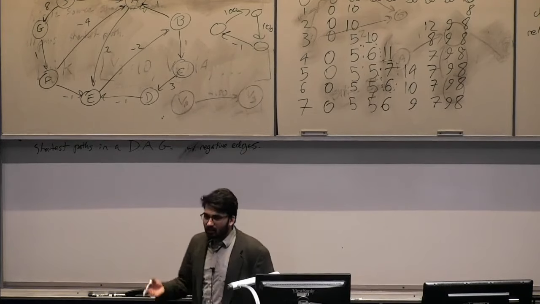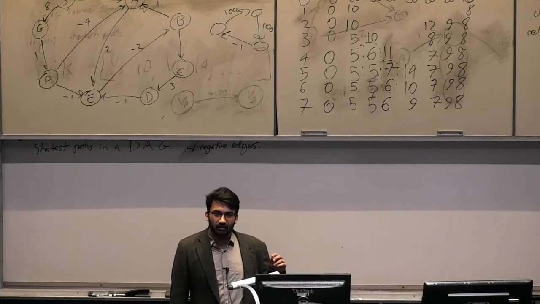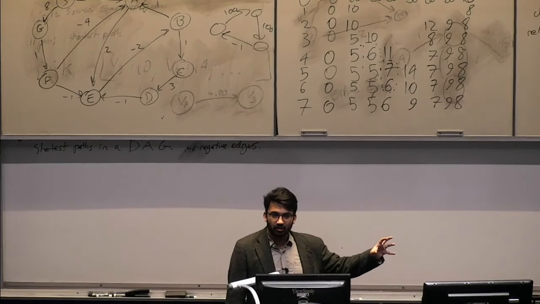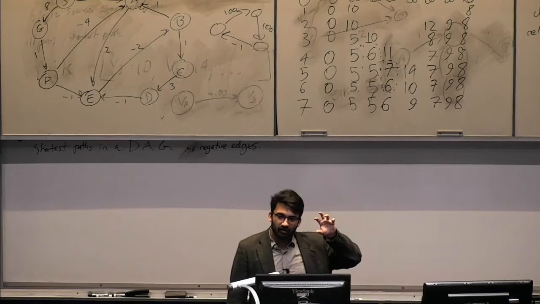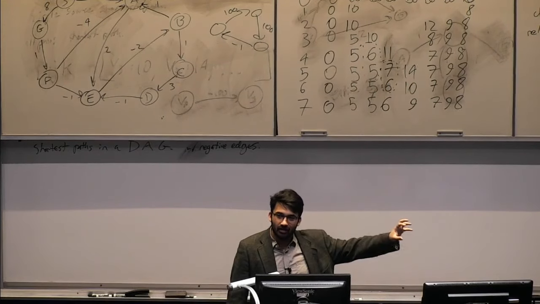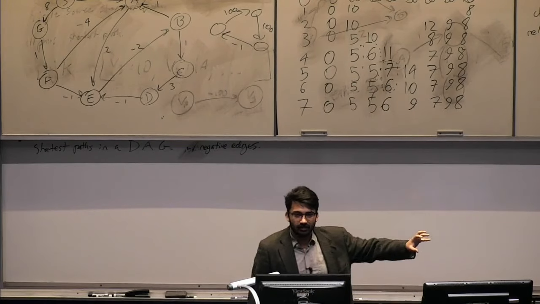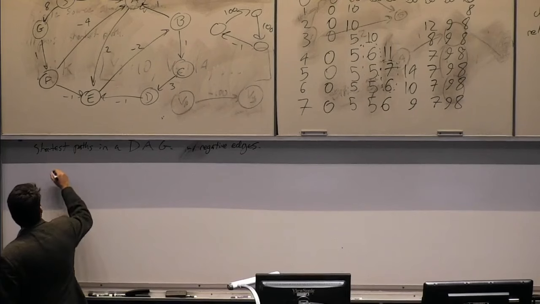So simply compute this update, and by update we mean the relaxation, you take the min of the current value and the edge. You simply, in top sort order, compute the min for each of its outgoing edges. And then that's it. So here's how the shortest path in the DAG with negative edges works.